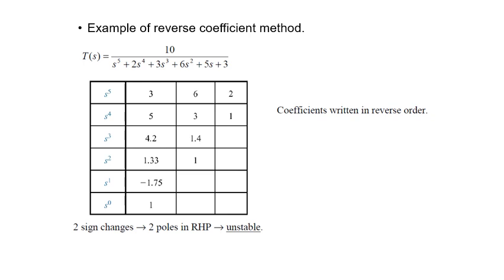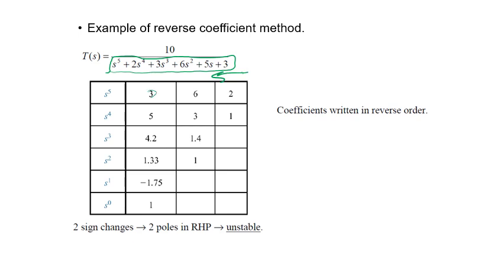Another way to deal with the previous example is called the reverse coefficient method. If there is a 0 in the first column, you can do it by the reverse coefficient method. What is the reverse coefficient method? We are going to distribute the coefficients of the characteristic equation in reverse way. What is the meaning of reverse way? I will start from the end to the beginning.